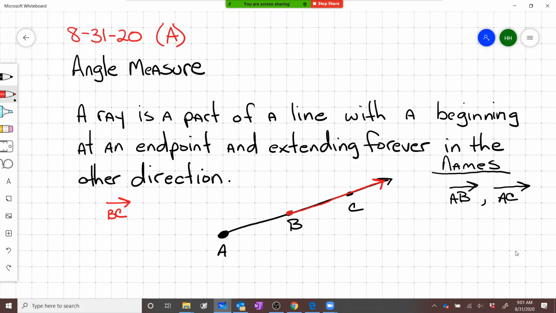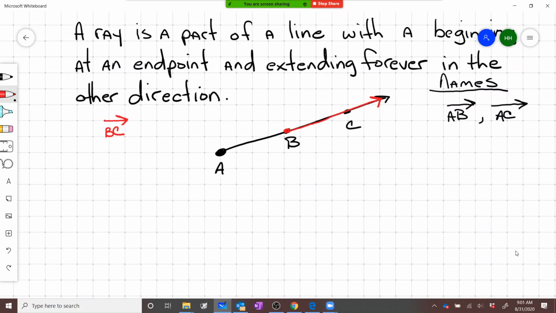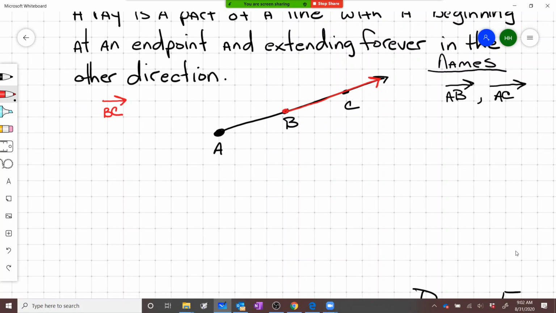Opposite rays. Yes. Well, I'm not sure I understand your question.